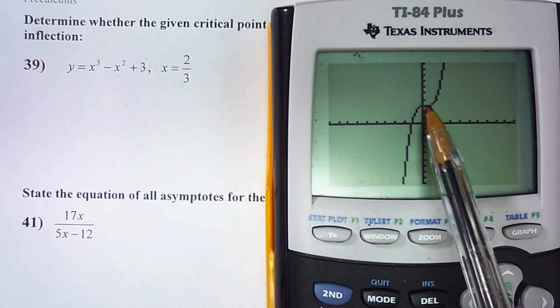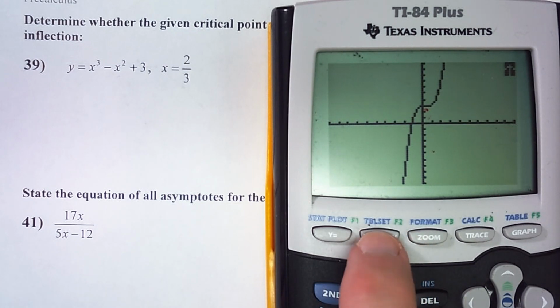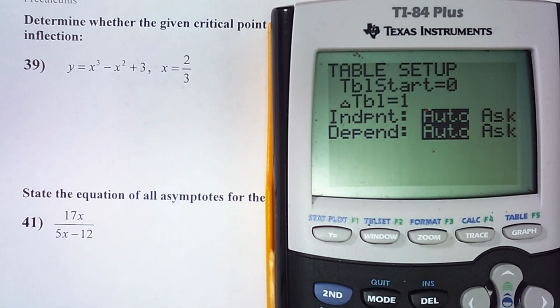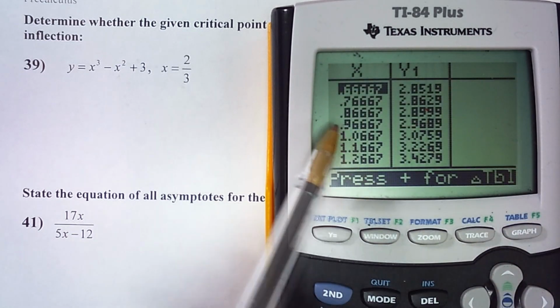And we're looking at x equals 2/3, which is somewhere around here. Is that a maximum point, a minimum point, or a point of inflection? And here's how we find out. We're going to look at a table, but first we're going to set the table. So second and then table set. Okay, we want the table to start at this critical point, 2/3. And we want the change in table to be 1/10, so 0.1 for the change in table. And then we're going to look at the table, so second table.